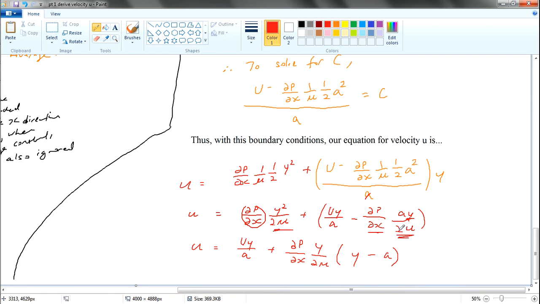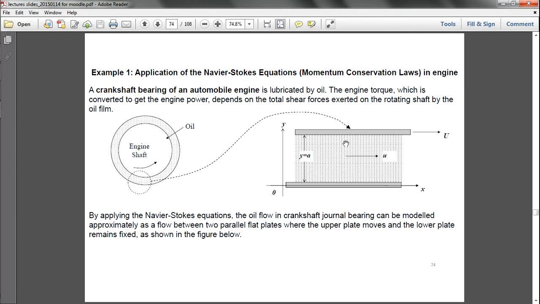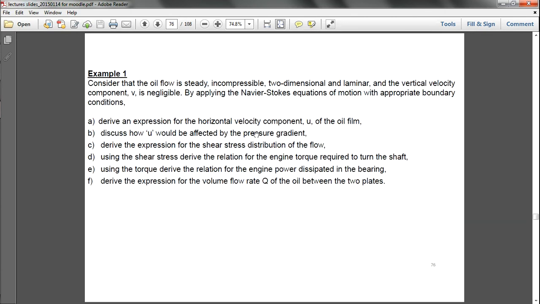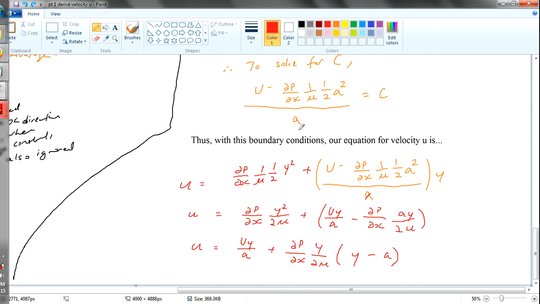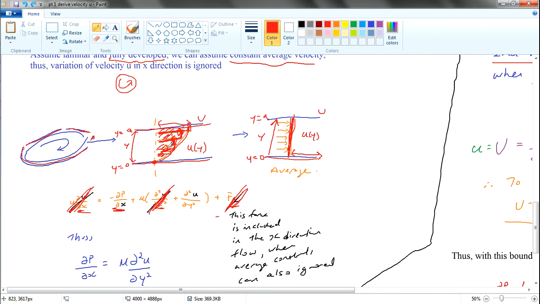So what I can do is factorize out the del p del x and y over 2 nu, and since we factorize, this one will cancel, so you have y minus a. So this is the equation to solve for the velocity u, a horizontal velocity component u of the oil film, which is the velocity of this thing over here.